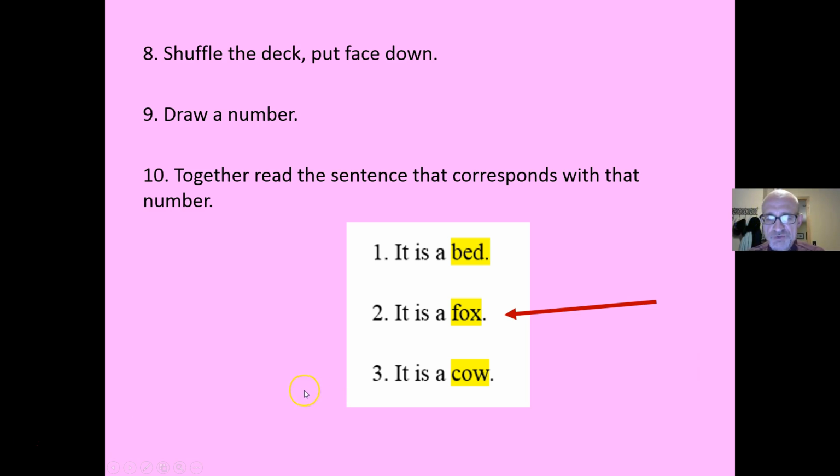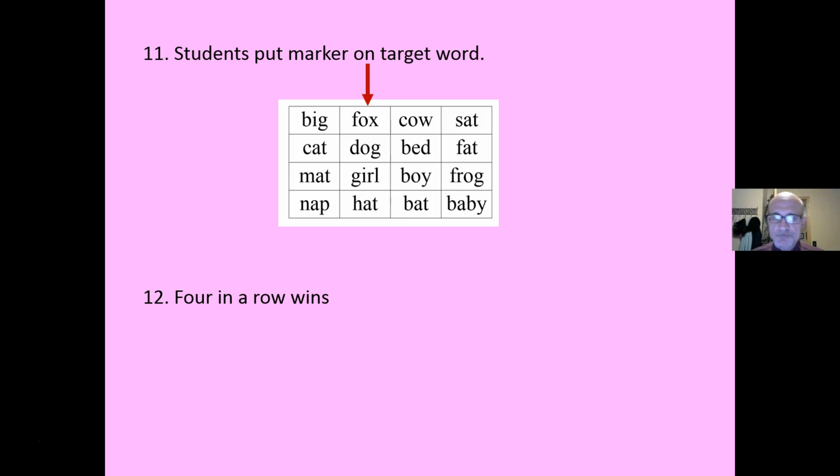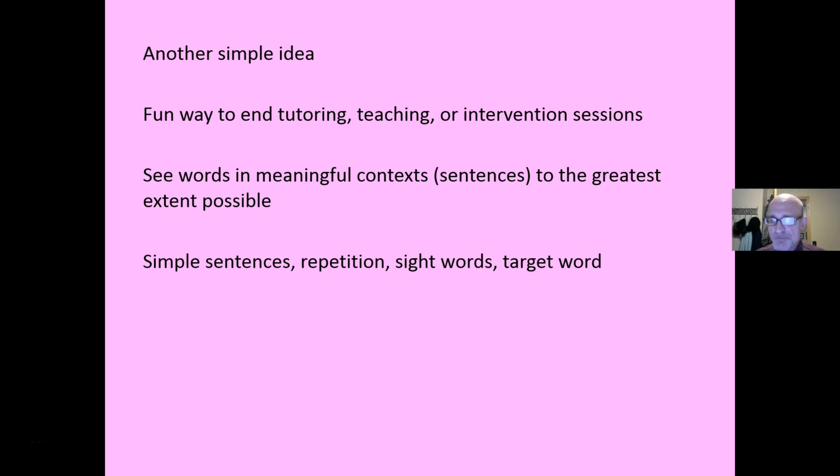If you got number 2, you would read, "It is a fox." You'd read that together. And you'd have a poster or a chart or a piece of paper with these sentences on them. Students then look for the word fox and put a marker on the target word. And if you're working individually, sometimes you have to help. It's in this row, it's in this column. 4 in a row wins the game. And again, another simple idea, nothing new or complicated here. A fun way to end a tutoring or a teaching or an intervention session.